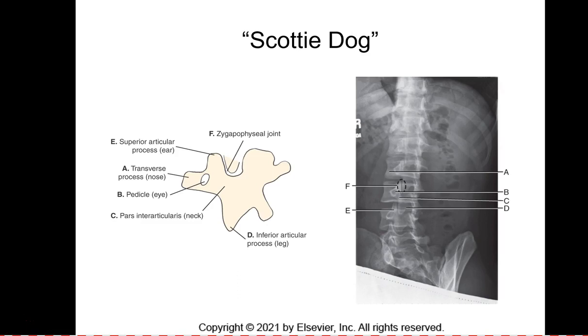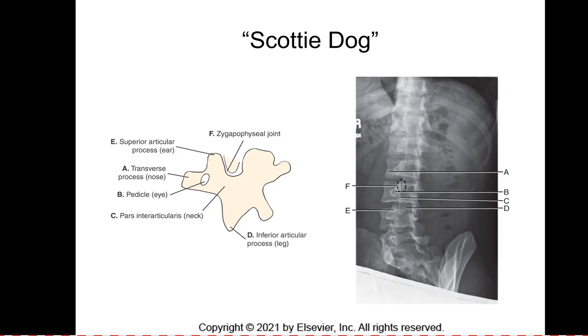The eye is formed by the pedicle. One transverse process forms the nose. And the front legs are formed by one inferior articular process. Each of the 5 lumbar vertebrae should assume the similar Scotty dog appearance, with the zygapophyseal joints visualized. Remember, the front leg of one dog meeting the ear of the dog below is what forms that Z joint.